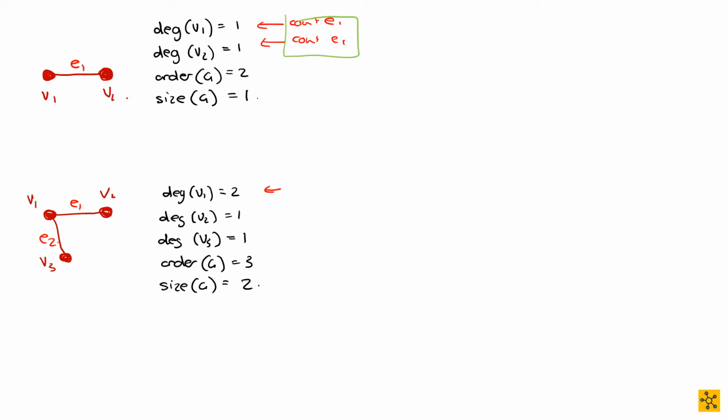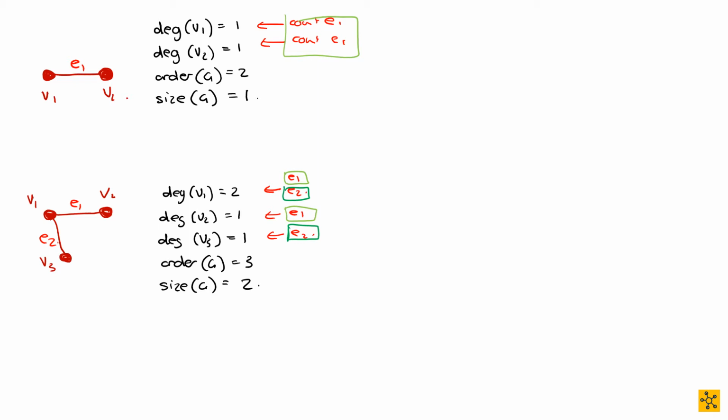So in the degree of E1, we have E1 counting and we have E2 counting. In the degree of E2, we have E1 counting, and in the degree of V3, we have E2 counting. So once again, we have the situation where the edge E1 is counted twice in the degrees, and E2 is also counted twice. So hopefully at this moment in time, you're at least starting to see that if you had to add up the degrees of all the vertices, you would end up counting every edge twice.